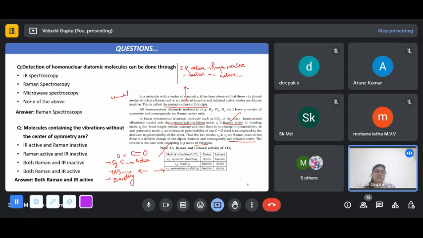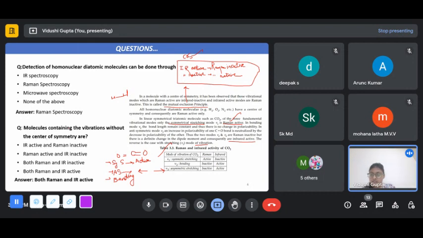So this is the mutual exclusion principle. It is only applicable if the molecule has a center of symmetry. Just remember it. Only with center of symmetry. Is it clear? Yes, ma'am. So the correct answer will be Raman spectroscopy.